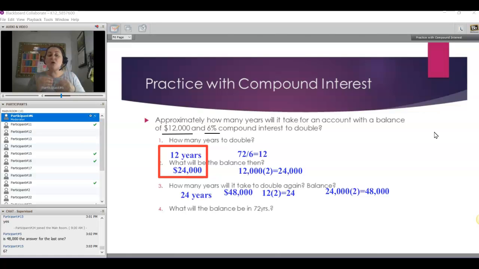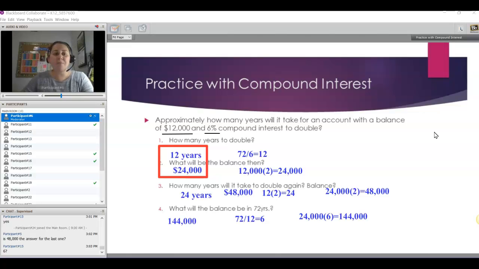Now, once I know that, then I can go ahead and multiply $24,000 by 6. When I do that, 24 times 6, I'm going to get $144,000. After 72 years, I will have $144,000.